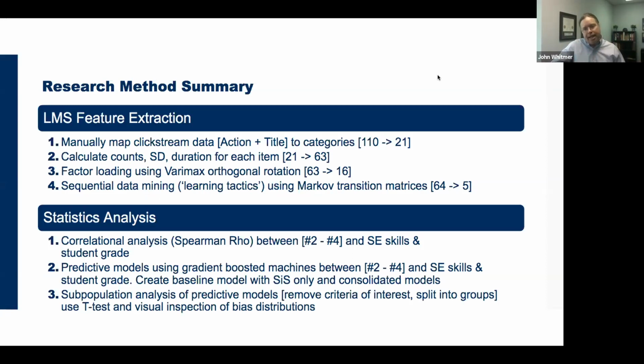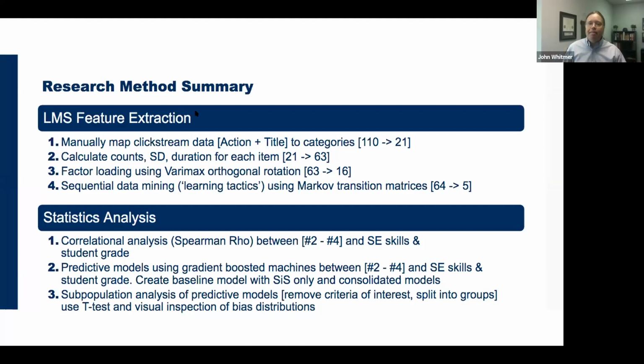And so we took the data. The students opted in to take the Tessera test, and then we had their course activity from the learning management system. We pulled those data points together to see what we could find in terms of that prediction. And here's a summary of those methods.